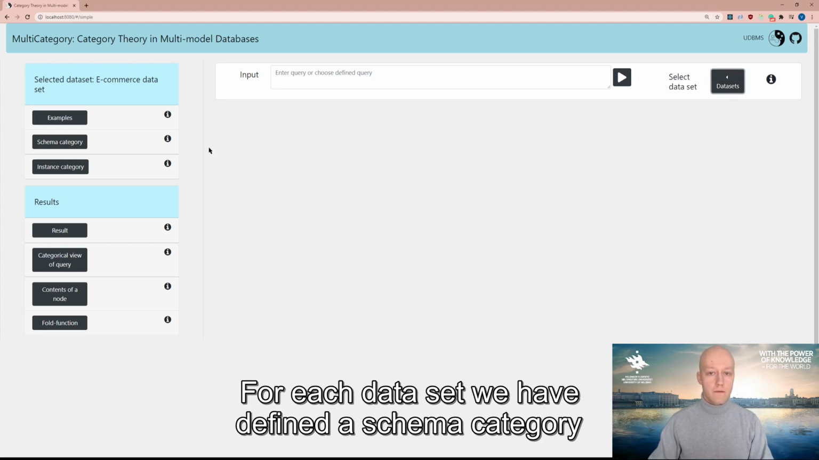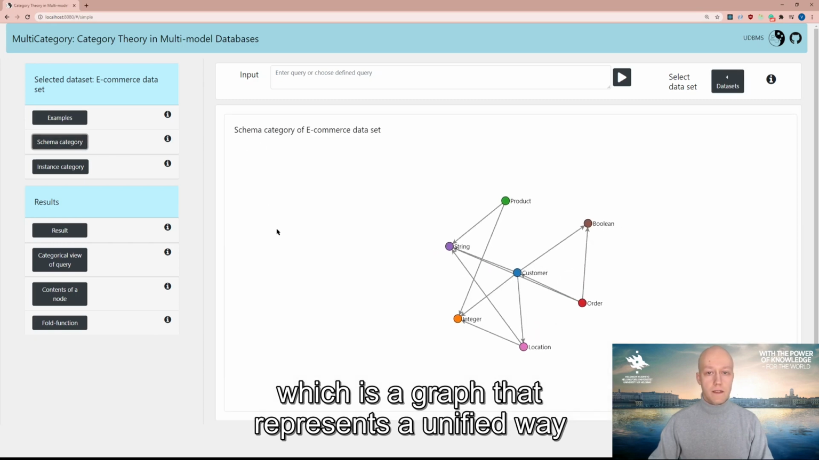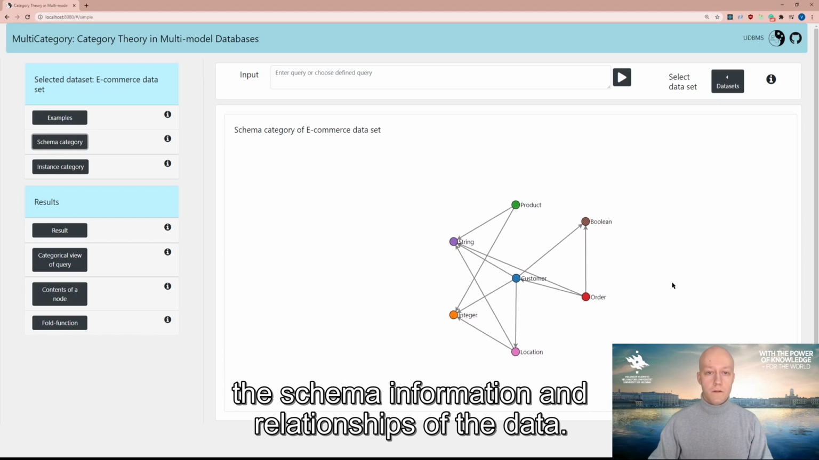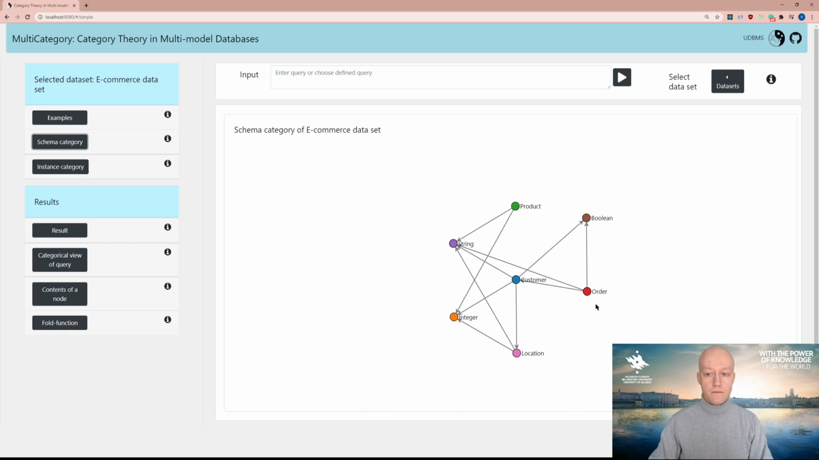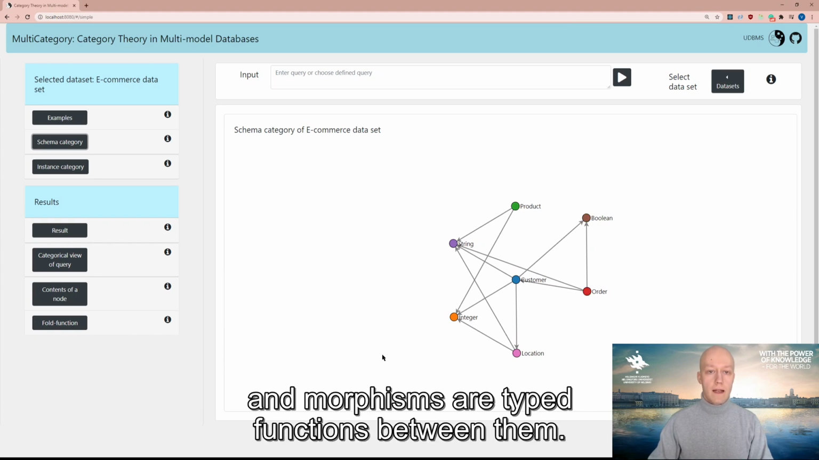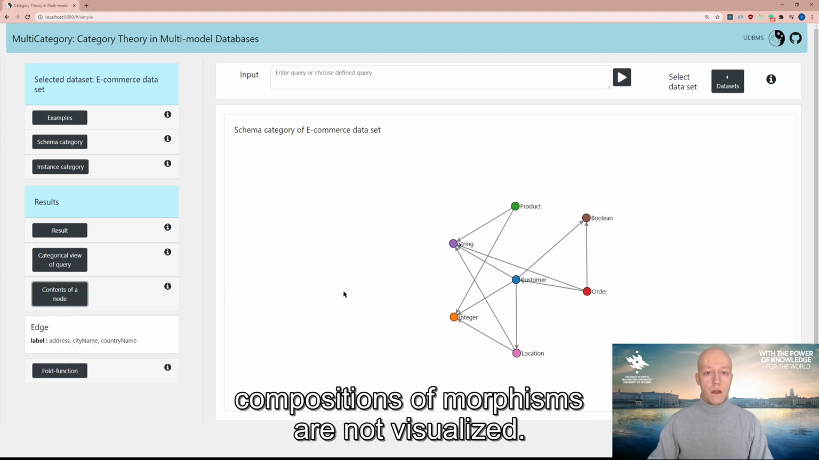For each dataset, we have defined a schema category, which is a graph that presents a unified way to view schema information and relationships of the data. Objects of the category are data types, and morphisms are typed functions between them. To keep the graph readable, compositions of morphisms are not visualized.